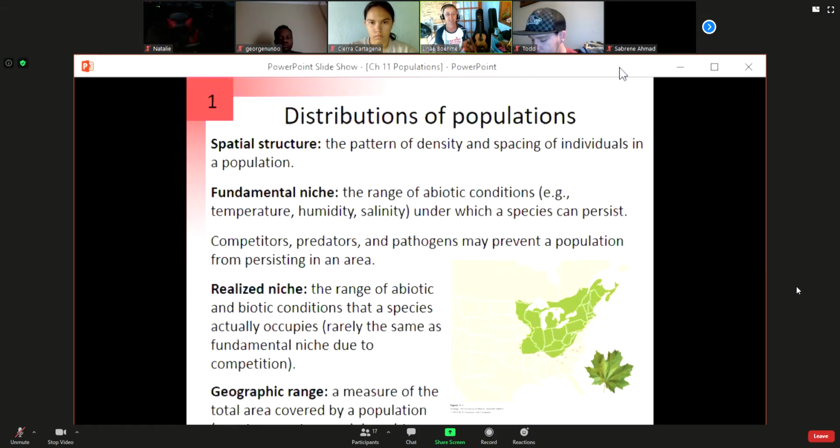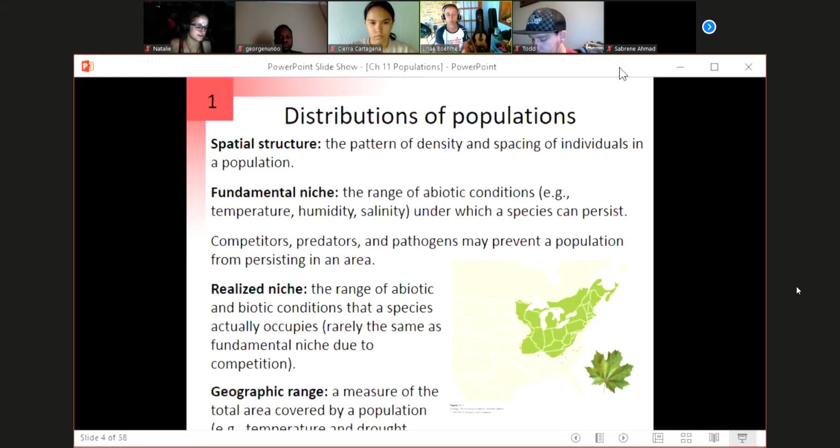The next thing is the realized niche, and that's a subset. The realized niche is going to be a subset of a habitat, and more importantly, even a subset of that fundamental niche. And that realized niche is the thing that will never be the same between species. Because if two species had the exact same realized niche and they were competing, one would go extinct in that range.